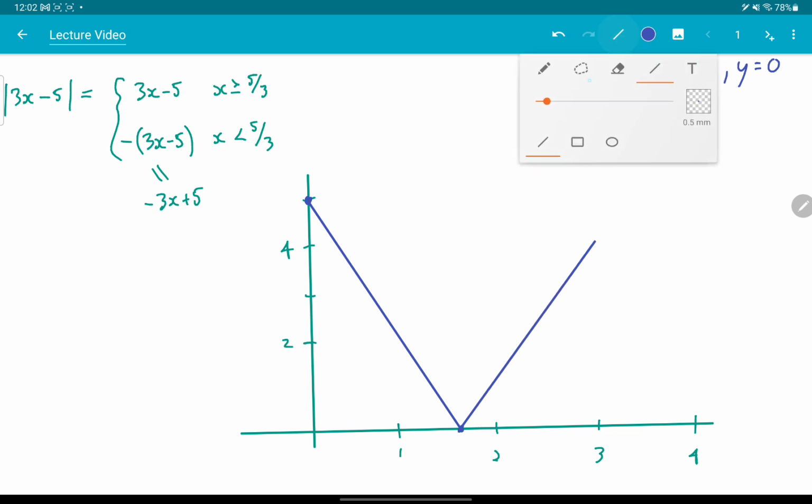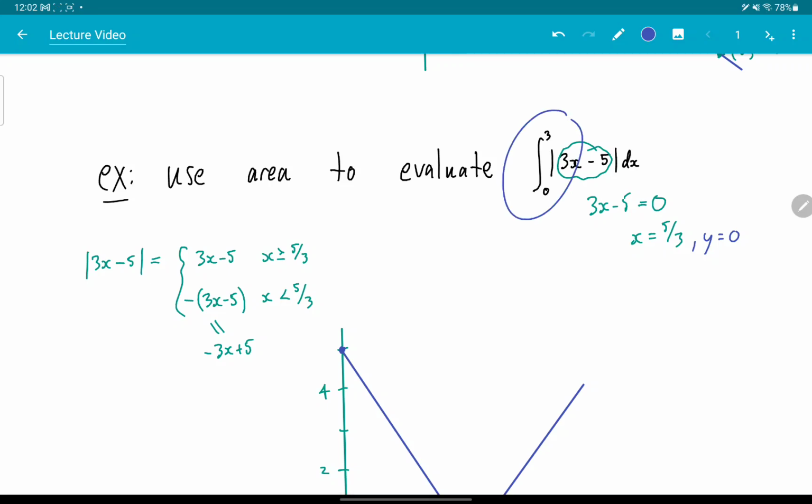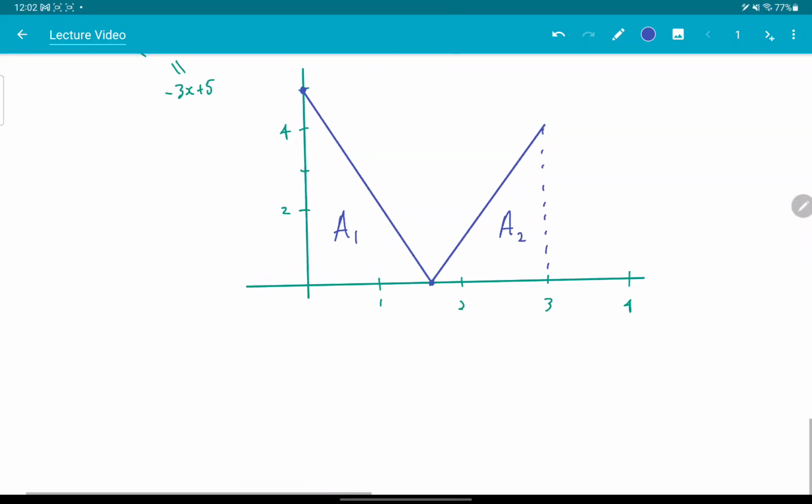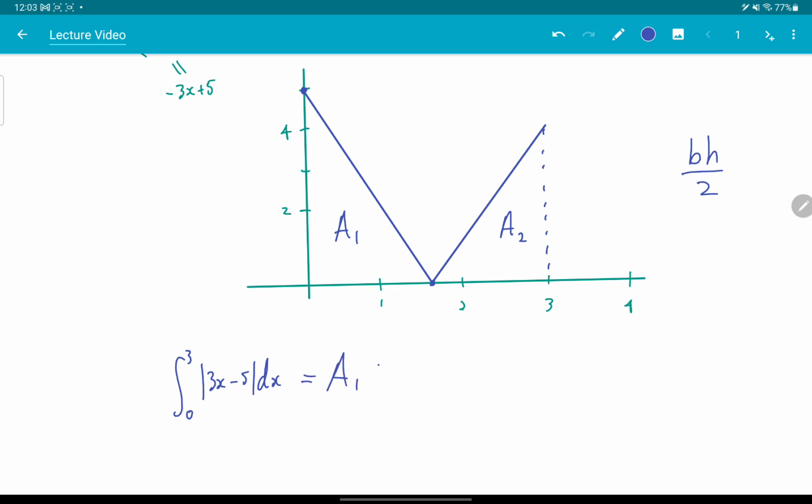Okay, so I'm going to stop there because all I care about for this integral is from 0 to 3. All right. So what am I looking for? Well, I'm looking for a sum of two areas. And what are those areas? Well, we're going to use triangles, base times height over 2, in both cases. Okay, we write out our integral in terms of the two areas.